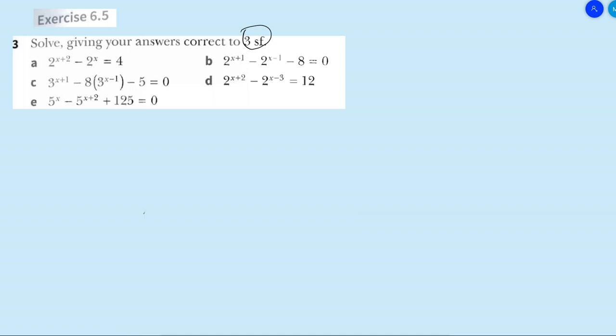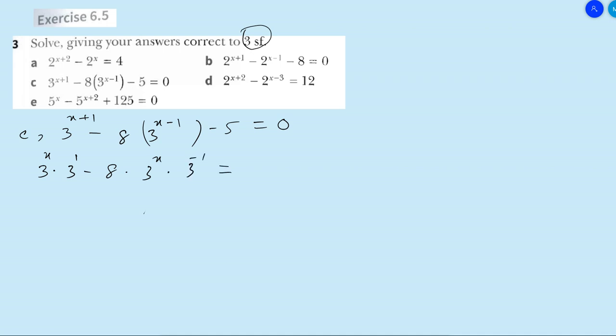Part C is 3 to the power x+1 minus 8 times 3 to the power x-1 minus 5 equals 0. Apply the same theory: 3 to the power x into 3 to the power 1, minus 8 into 3 to the power x into 3 to the power minus 1, and this minus 5 shifted to the other side will be positive 5.